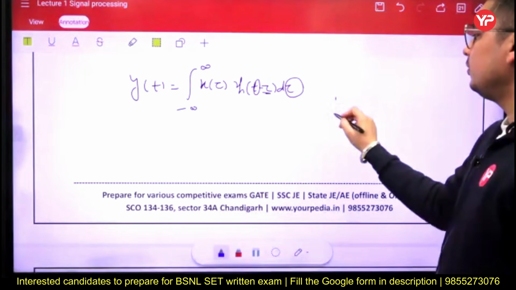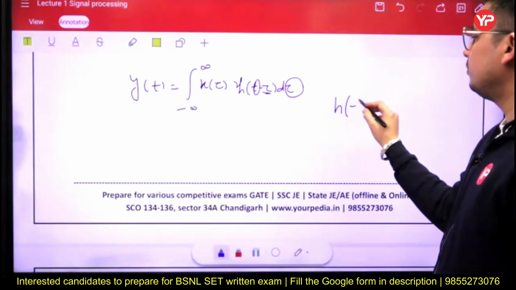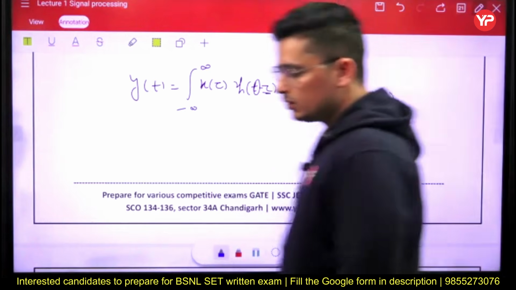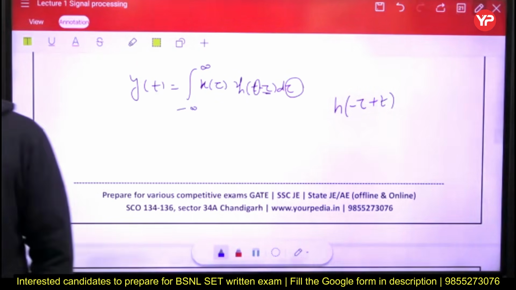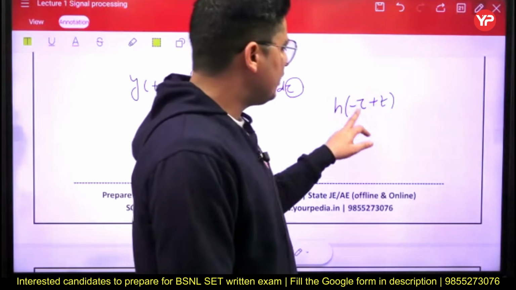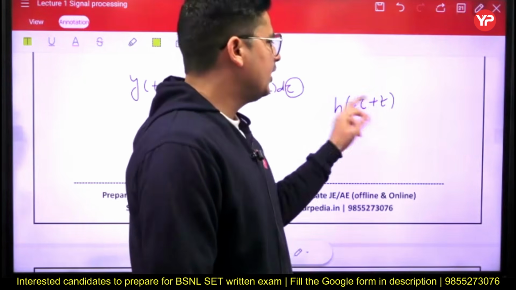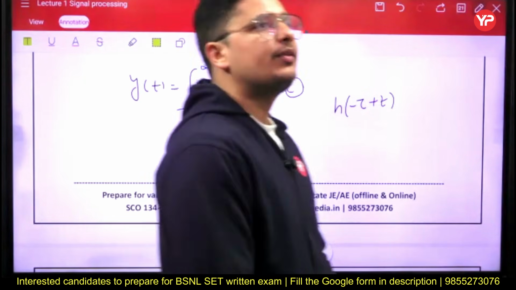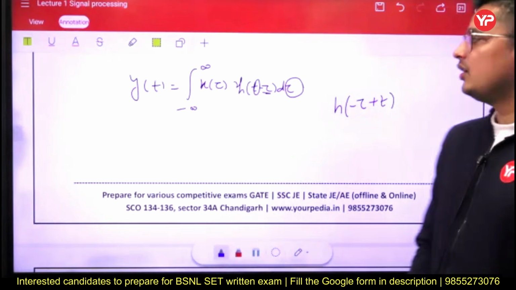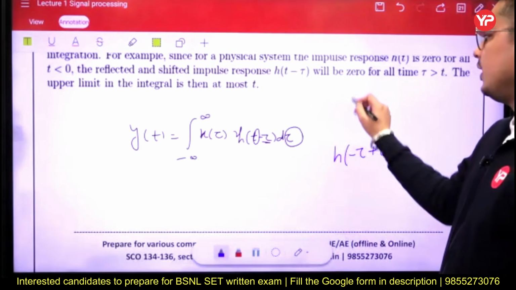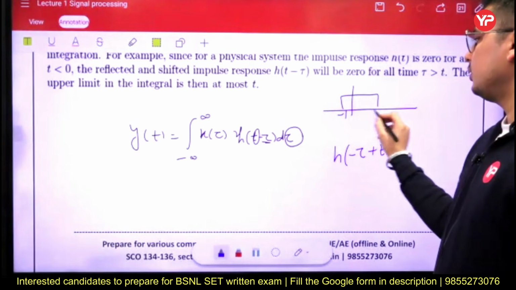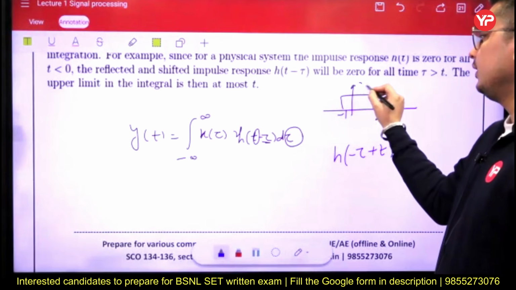Now if I draw the graph of h(minus tau plus t), you have to note one thing. In signals and systems, there are two operations: one is scaling, another is shifting. Scaling means, let us take, as I already discussed yesterday, a signal x(t) from minus 1 to 2.